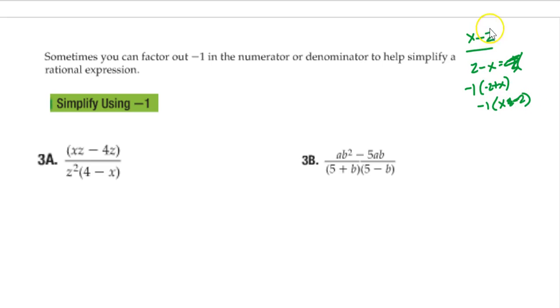Right? So now these match, you cancel them out, and you get 1 over negative 1. That's the trick of factoring on negative. You pull a negative out, it switches the signs, and you're good to go. So let's look at this example here.